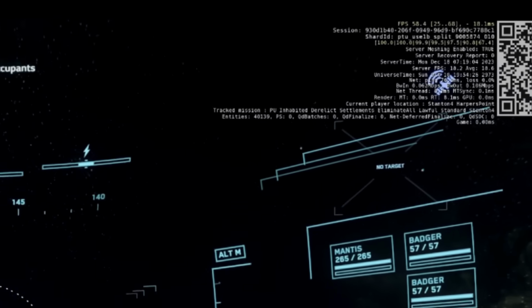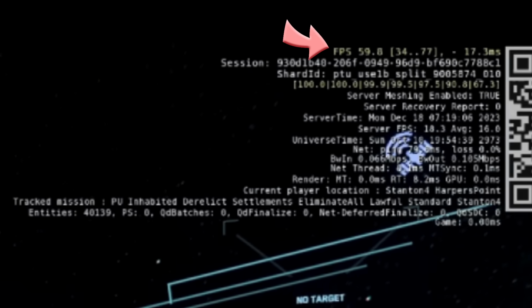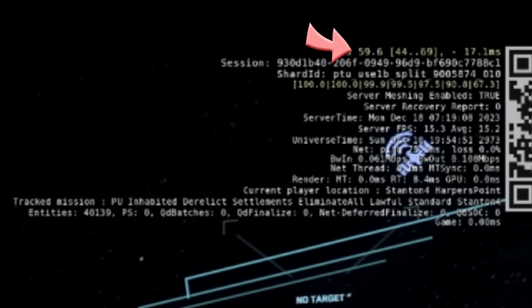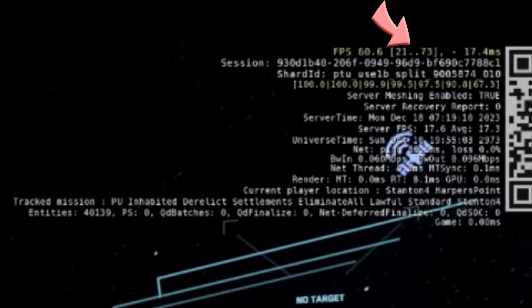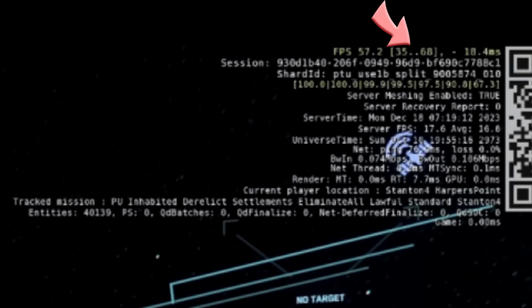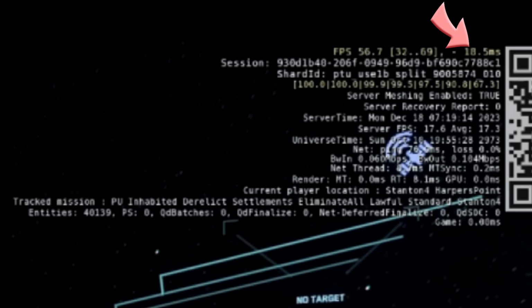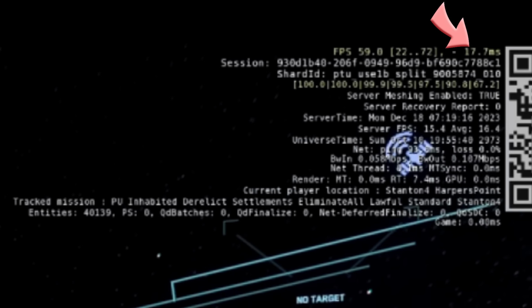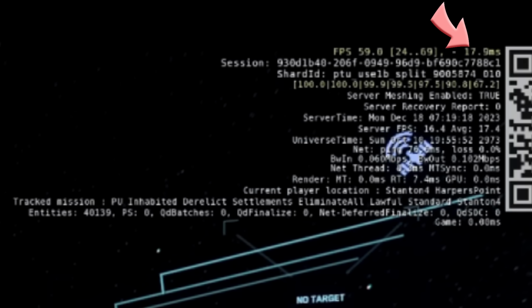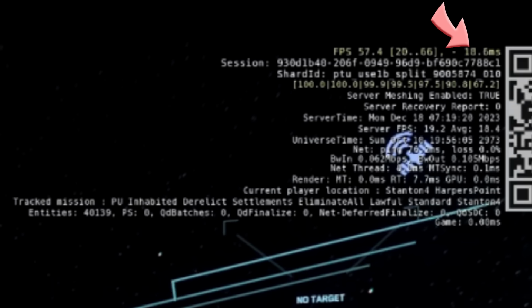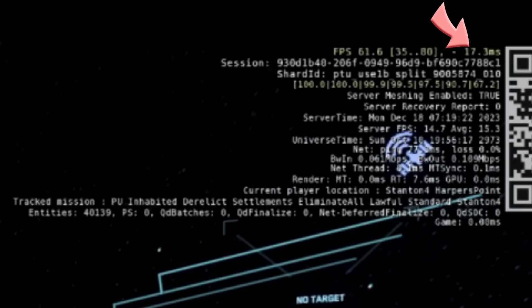So let's look at the metrics you are provided. The first line is the frame rate. The first number is the frames per second. The second is the range of frames within the last second. And the last is the milliseconds per frame, which is simply 1,000 divided by the first number. Or conversely, 1,000 divided by this number is the frame rate.